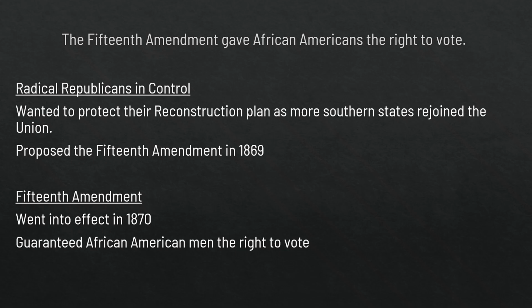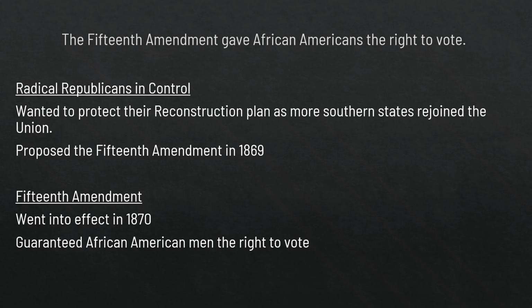So you have the 15th Amendment in 1869. More southern states have rejoined the Union. Republicans feared that these civil rights could be reversed, that eventually African Americans who were just being empowered would lose their rights, and we'd go back to where we were before. So this amendment is designed to guarantee, in this case, just African American men the right to vote. No women had the right to vote at this time. You're not going to get the right to vote until 1920.